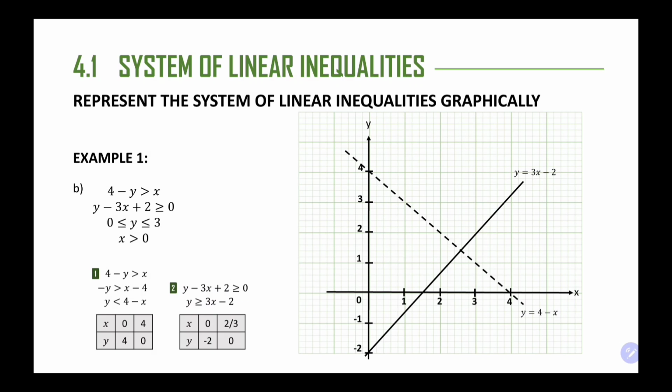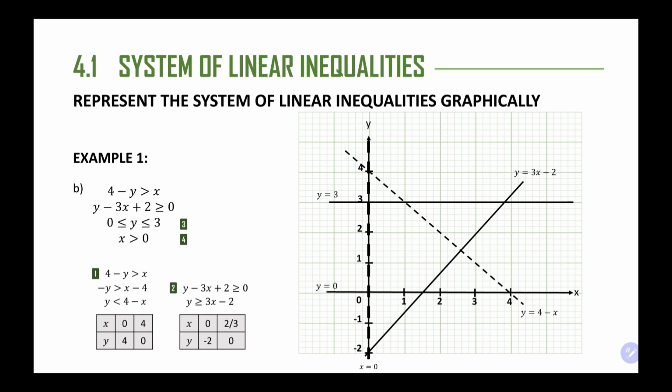Okay, next we have y from 0 until 3. So we sketch a straight line on the x axis, y equals 0, and a straight line at y equals 3. And next function, we have x greater than 0, which is the y axis. Since x greater than only doesn't have an equal sign, we need to put a broken line.